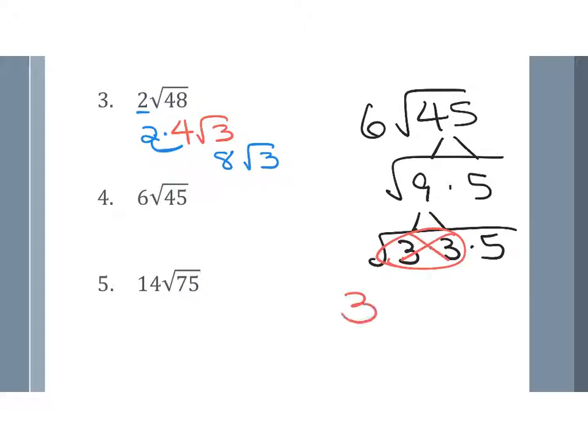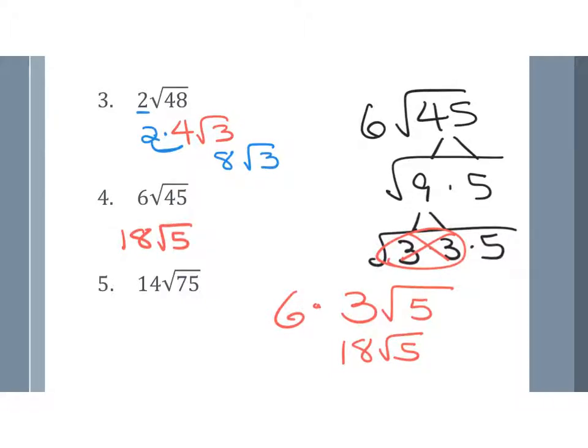A 3 comes out. You already had a 6 out there. The 5 didn't pair, so he stays behind. And then the 3 that comes out multiplies with that 6, and the final answer here is 18 square root 5.